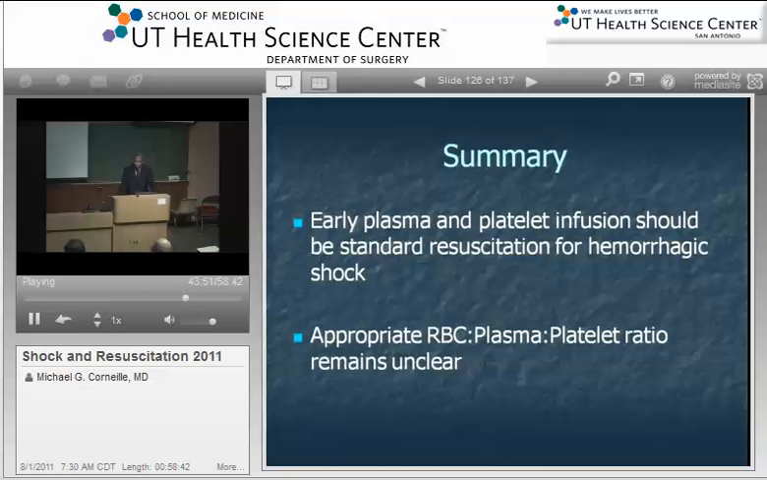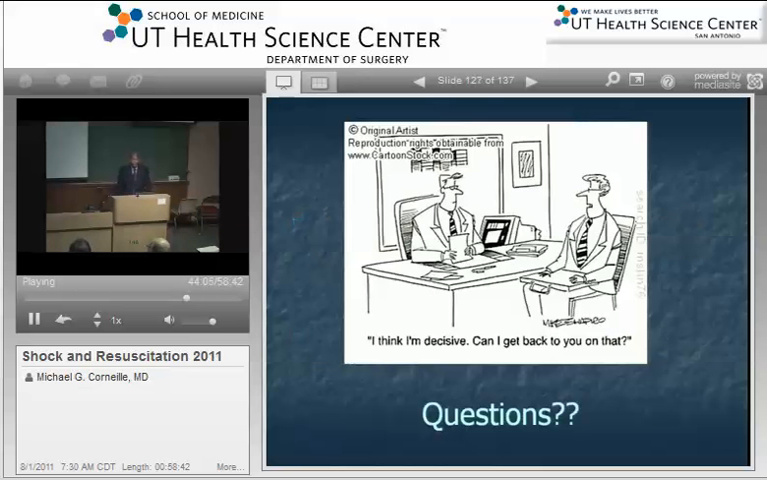So what the appropriate ratio is unclear. Maybe it's greater than 1-to-1. Who knows? But early plasma and platelet transfusion should be standard in resuscitation. And so with that, I'm happy to answer any questions, and thank you for your attention.